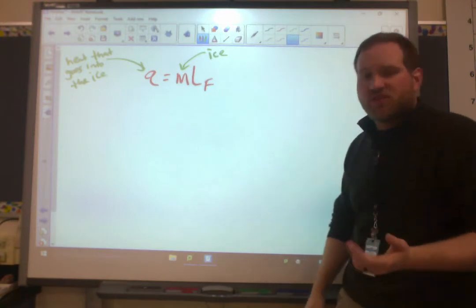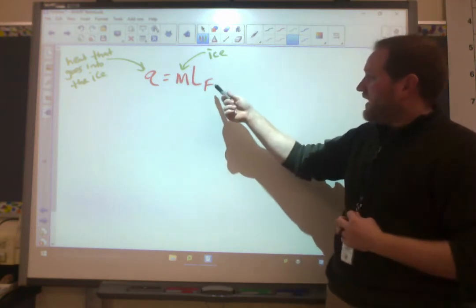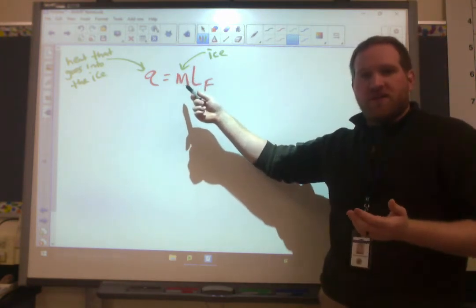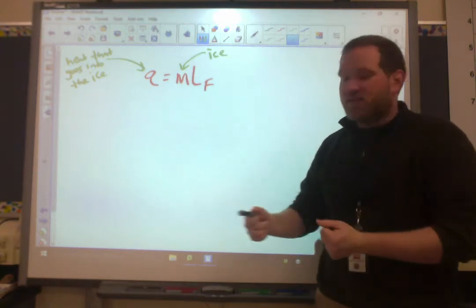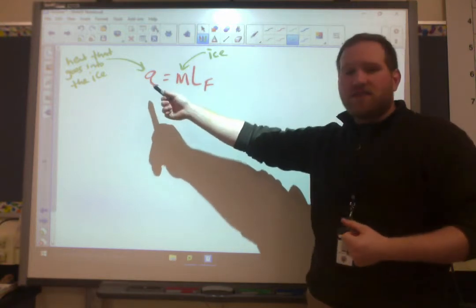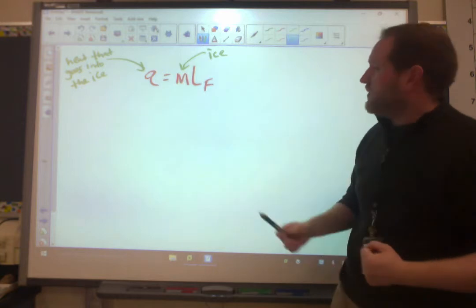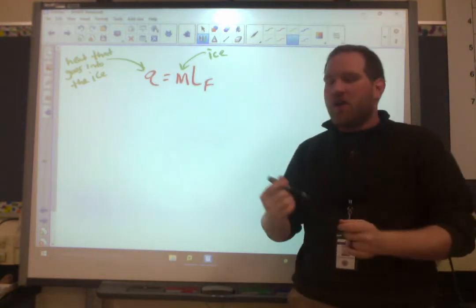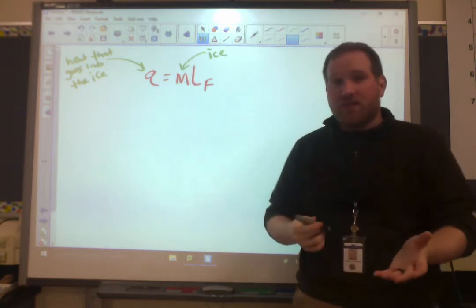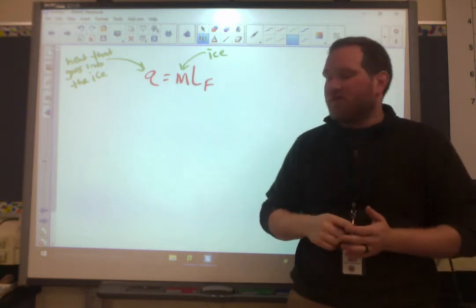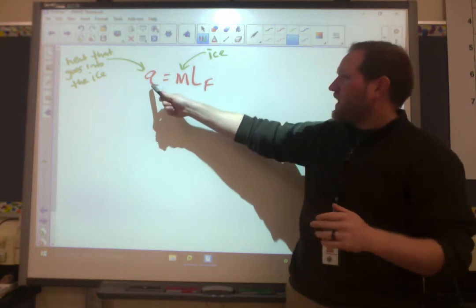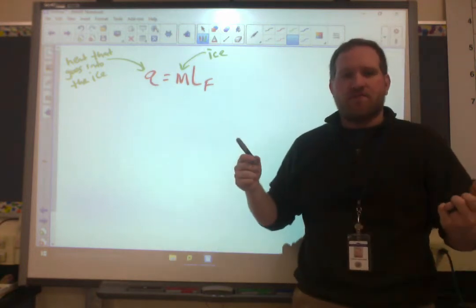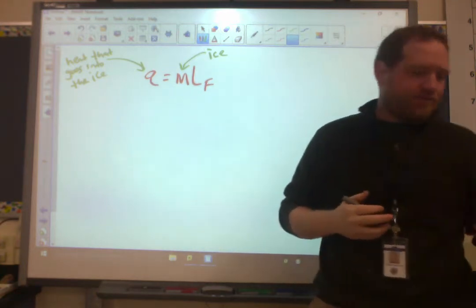So as you can see, it's pretty simple. In order to find LF, all we need to do is measure the mass of the ice, easy, use a balance, and measure the heat that goes into the ice. Well, that's the tricky part because there's no way to directly measure heat. There's no heatometer. There's a thermometer, but that measures temperature, and as you know, temperature is different from heat. So the problem is we have no direct way to measure this heat. So we're going to do it in an indirect way.